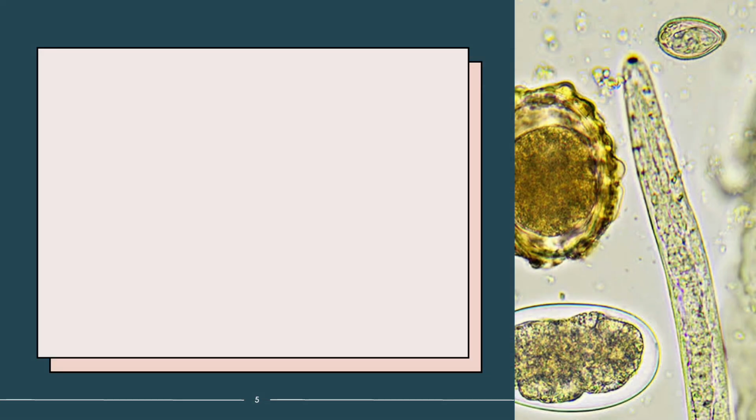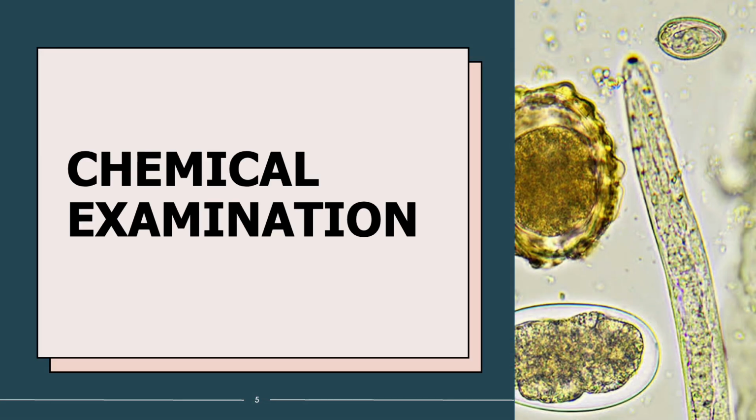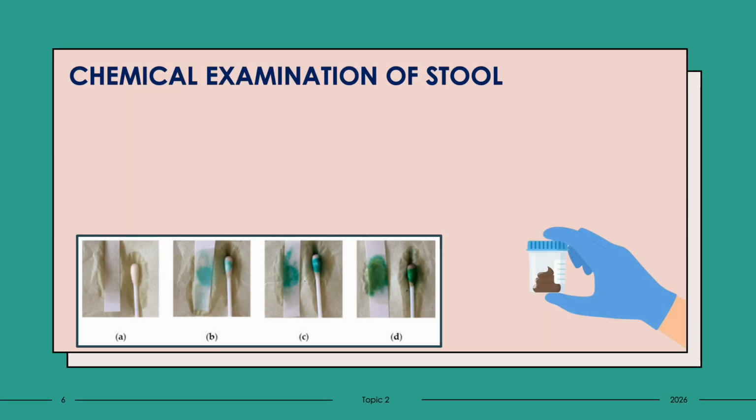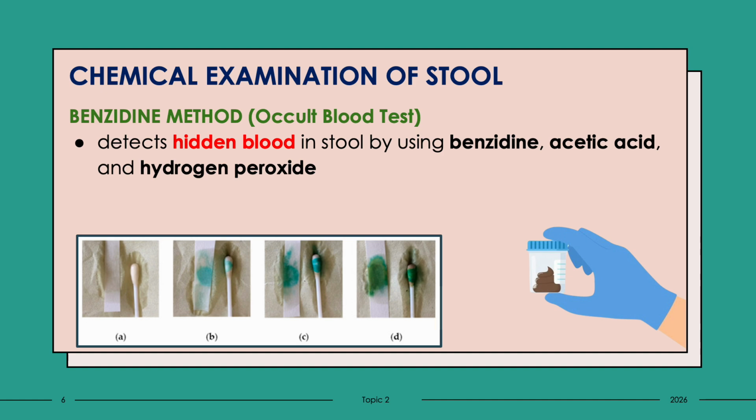So now let's talk about the chemical examination of stool. The first method under chemical examination of stool is the benzidine method or fecal occult blood test. When we say occult, that means hidden. So this method detects hidden blood in stool by using benzidine, glacial acetic acid, and hydrogen peroxide.